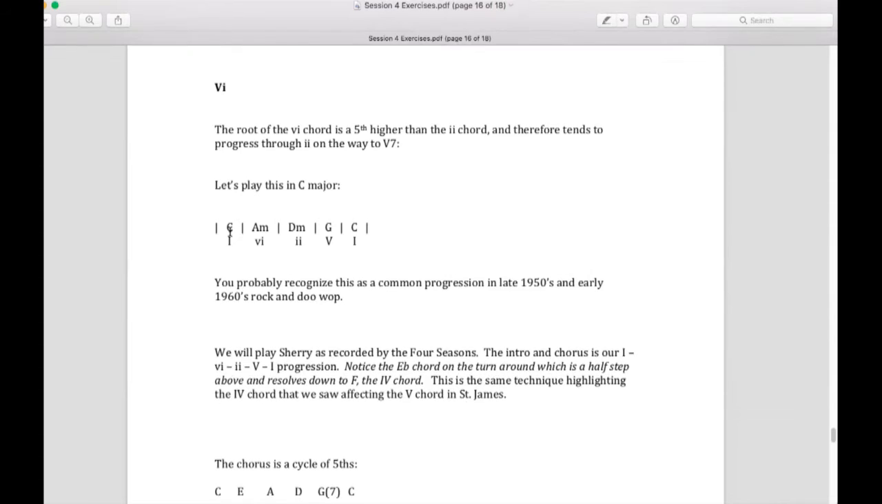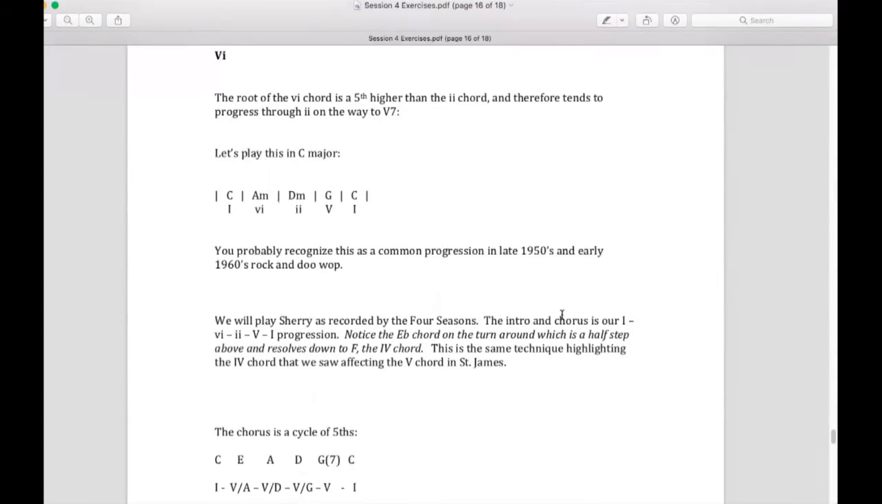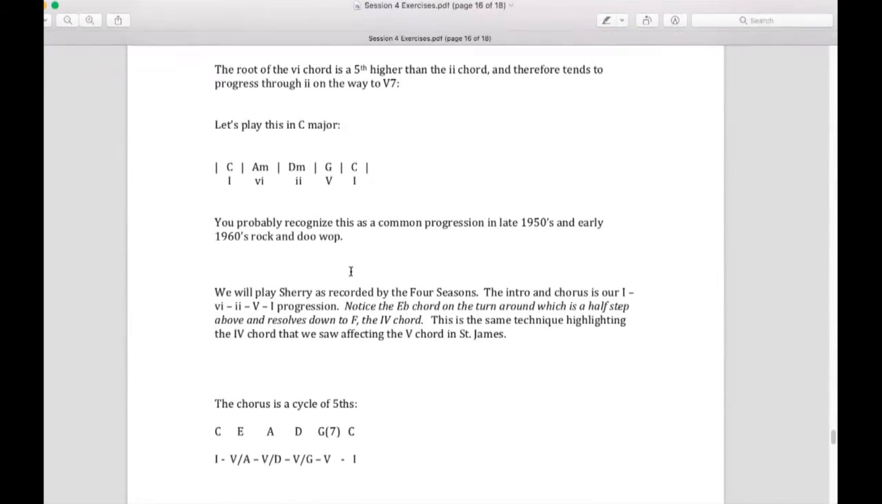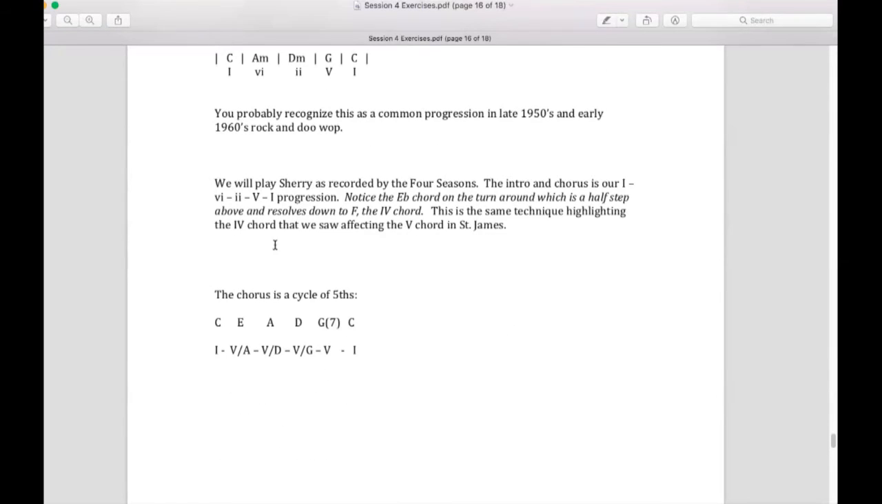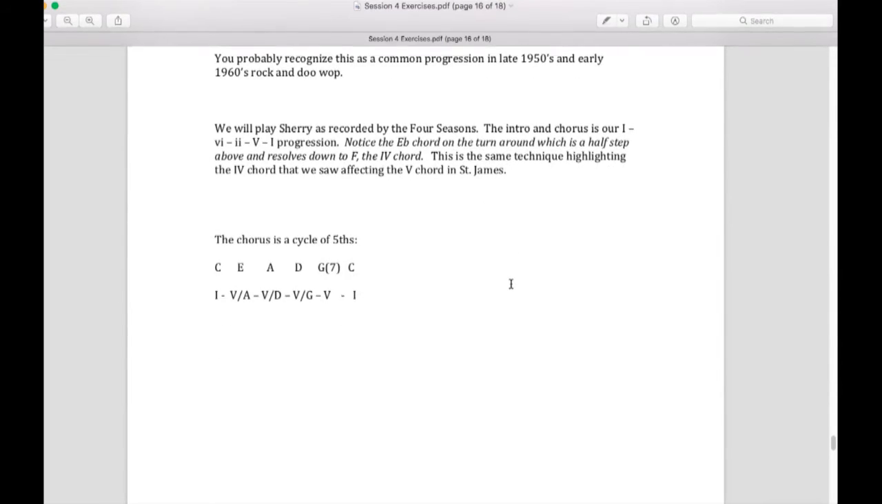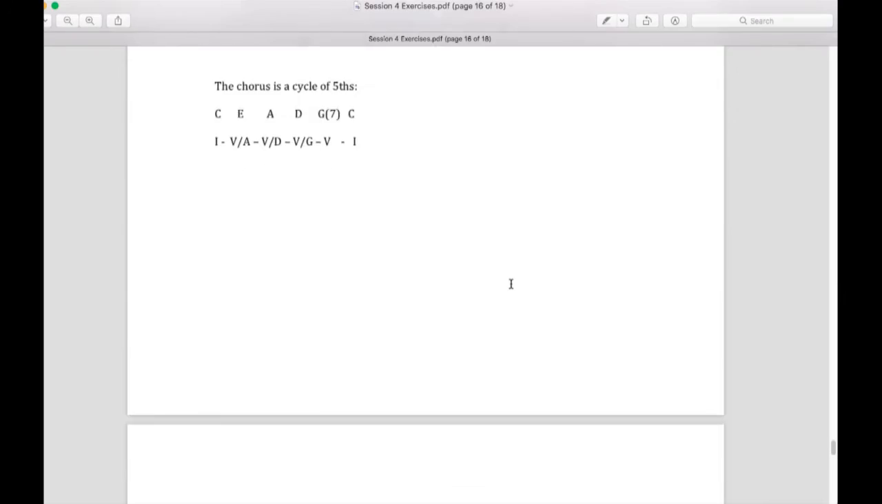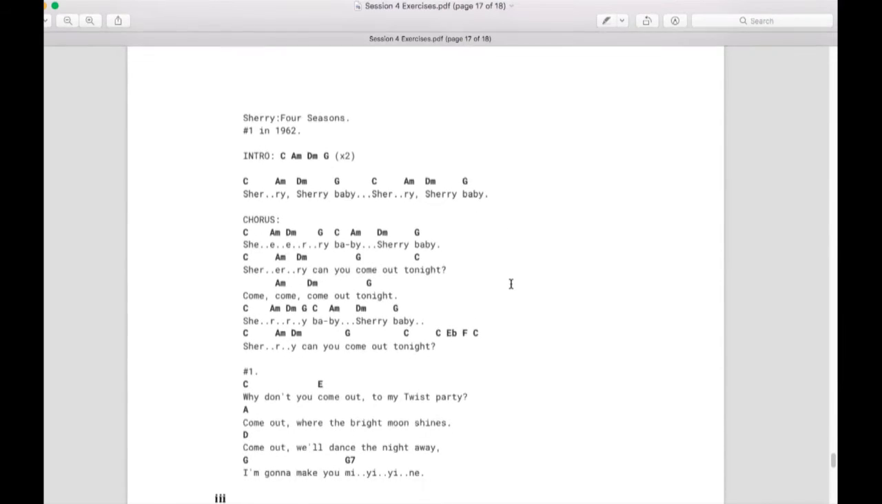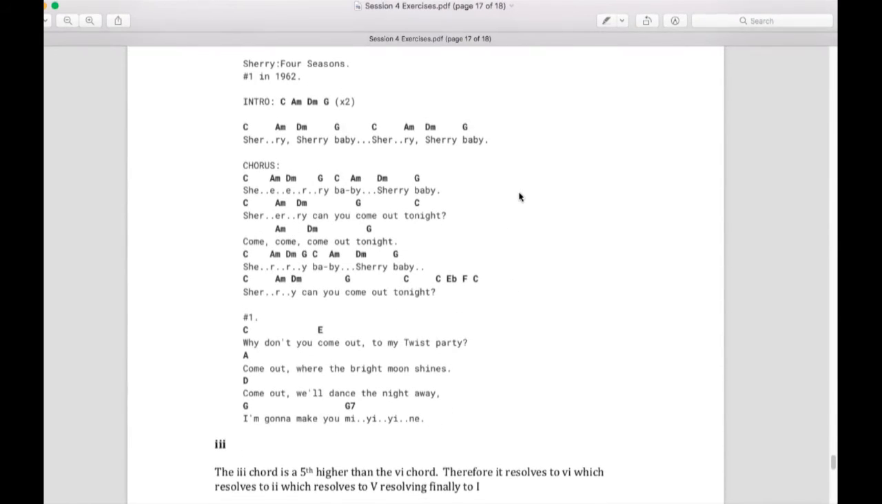You maybe recognize this as a common progression in late 1950s, early 60s rock and doo-wop. So we're going to play Sherry as recorded by the Four Seasons. Okay, this is our 1, 2, 1, 6, 2, 5, 1 progression. And then the chorus is a cycle of fifths. So let's look at this thing here, and I'll show you what's happening.